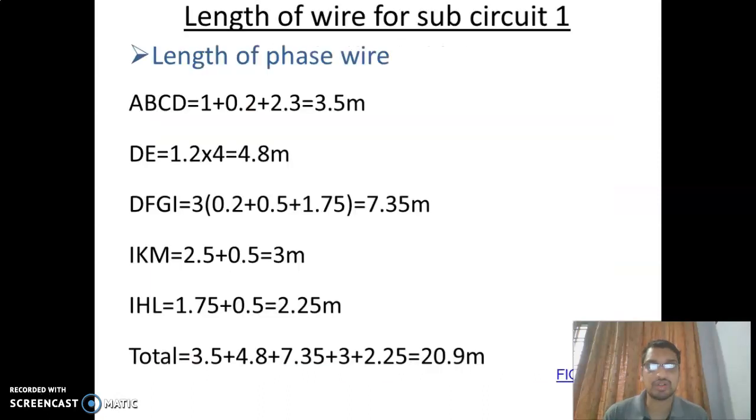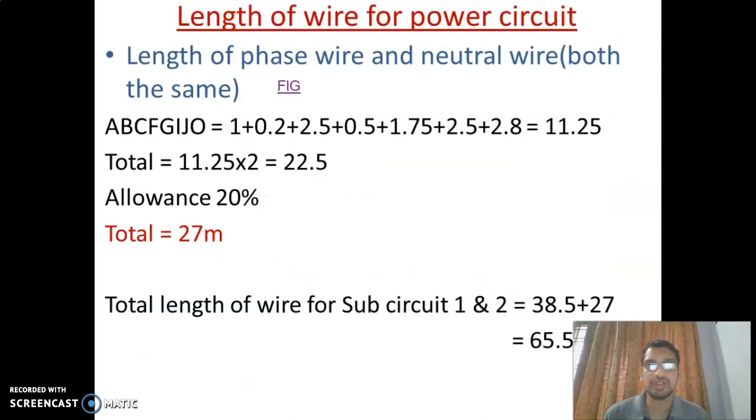Now we move to the calculation of the length of wire in the power circuit. Here it is A, B, C, F, G, I, J, O. AB is 1, BC is 0.2, that is an assumption. Then CF 2.5, then FG 0.5, then GI 1.75, then IJ 2.5, then JO 2.8, that is also an assumption. So we get 11.25. That is the length of phase wire required in the power circuit.